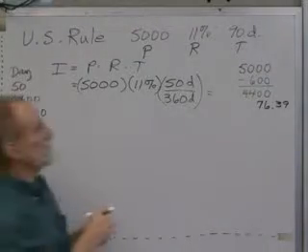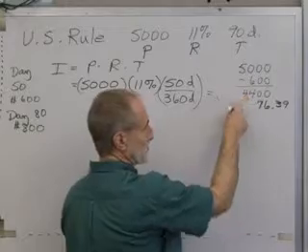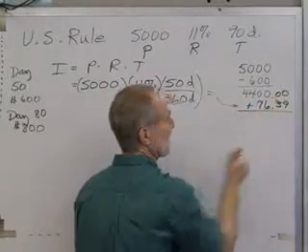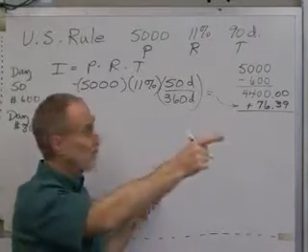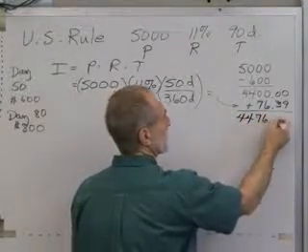Okay. So the banker would say, Joe, yes, you owe us $4,400, but you also owe us interest of $76.39. So when you walk out the door today, you're going to owe us $4,476.39.